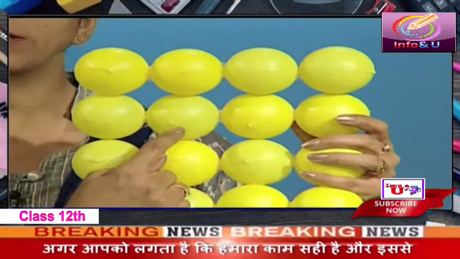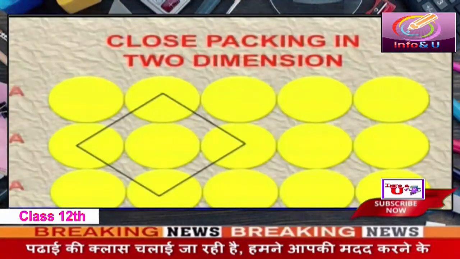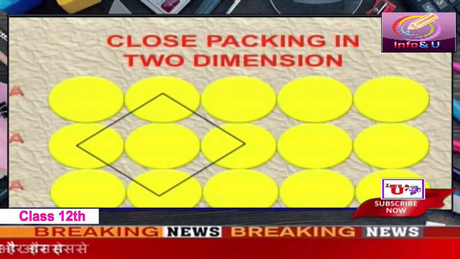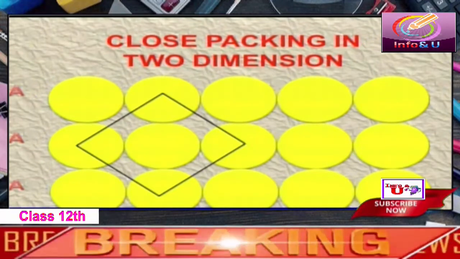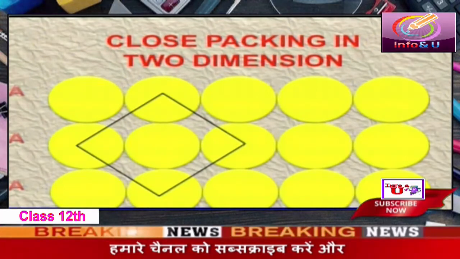Now let me explain the coordination number. Just see this ball, this atom, it is touching these four atoms. So its coordination number is 4. In the square close packing, the coordination number is 4. Just see the pictures. Can you see a square is formed when we join the centers of the atoms which are touching the central atom? That is why it is known as square close packing.